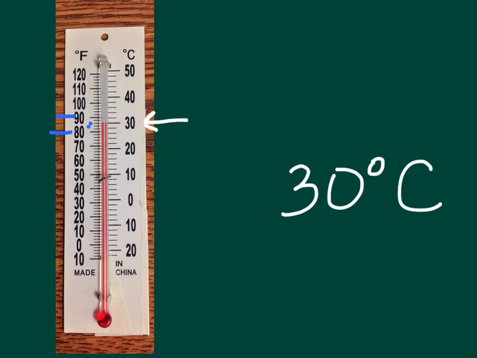So if my mercury is on the 3rd line above that, it would be 80, 82, 84, 86. So now my mercury would be on 86 degrees Fahrenheit. So it would be 30 degrees Celsius and 86 degrees Fahrenheit.